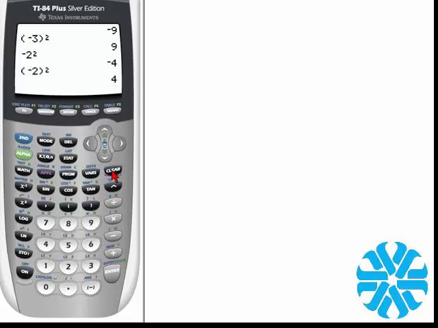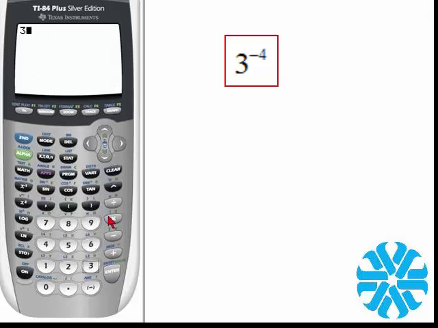For the next example, we're going to compute 3 raised to the negative 4th power. So we take 3, raise that to the negative 4th power, and you want to make sure that you don't use the subtraction key to represent the negative exponent. Make sure you use the negative key. Alright, so let's go ahead and hit enter to get our result.